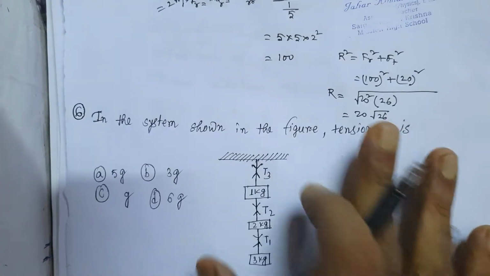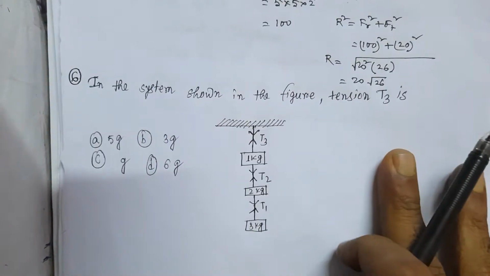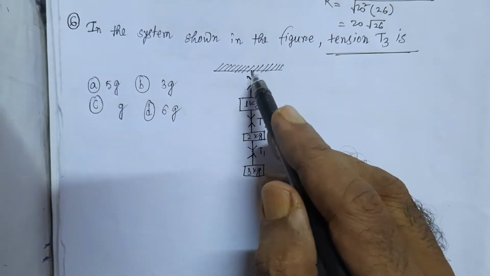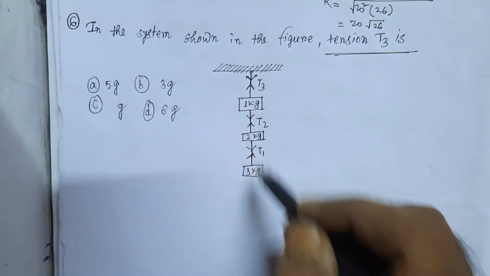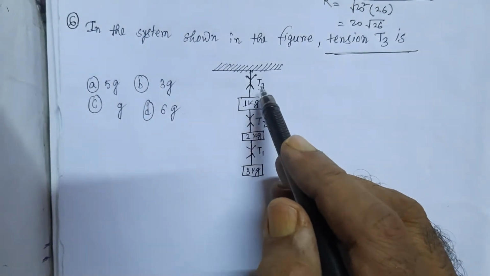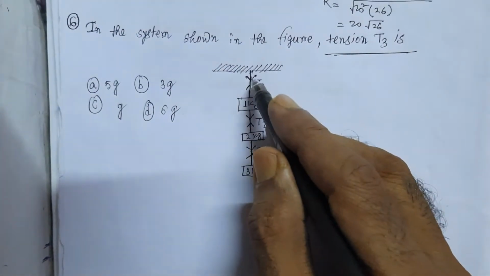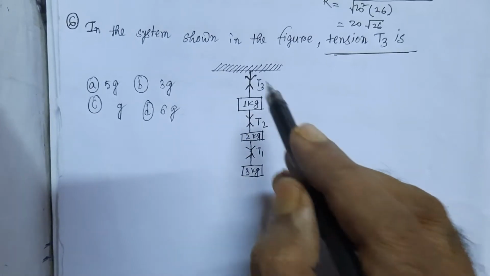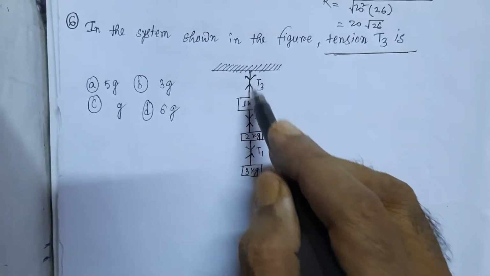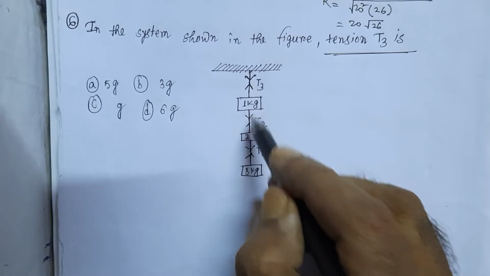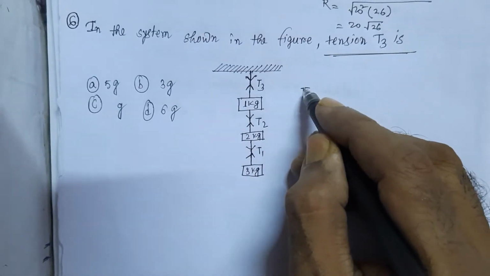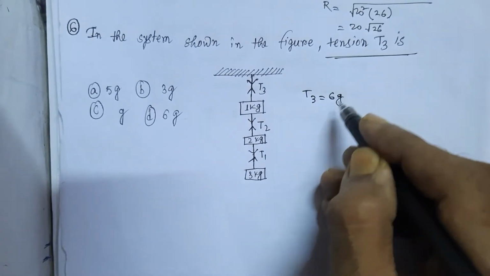Now let us see the question number 6. In the system shown in the figure, tension T3, we see there are 3 masses hanging from the top, and there are 3 masses of 1 kg, 2 kg and 3 kg respectively. We have to calculate just T3 only, that is upward tension. The whole system is in equilibrium. So upward tension is actually supporting the whole mass of the system, that is 6 kg weight is actually balanced by T3. So T3 equals 6g.